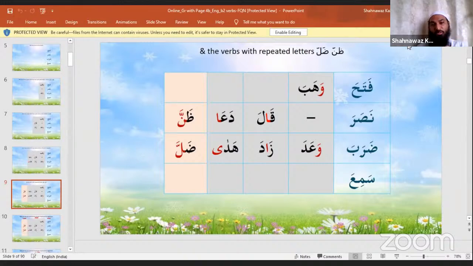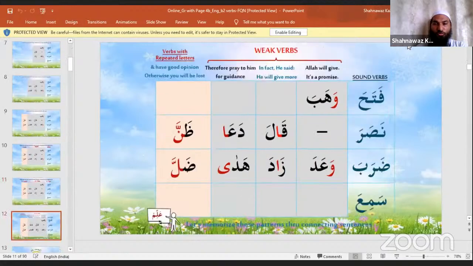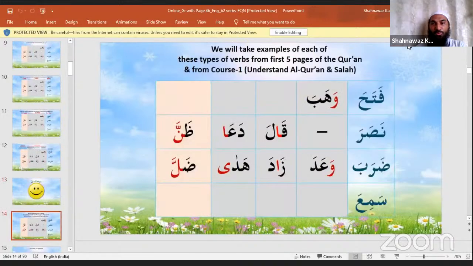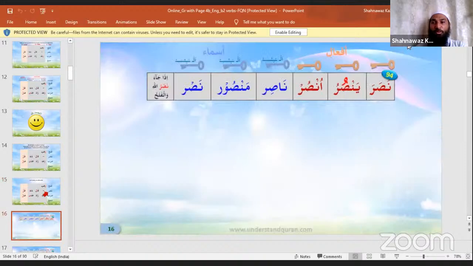So these are small subtle differences. Here we have the pesh coming and Dalla will have a zabar coming. This is a short revision of whatever we have done. And with that, we would go and take the examples from the first 4 pages that we've done till now of the verbs that we are getting on the bab Nasara. Now this will also include the weak verbs.